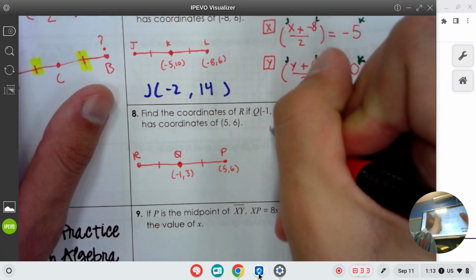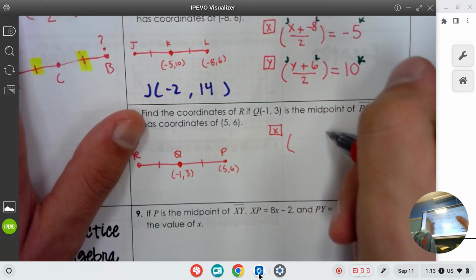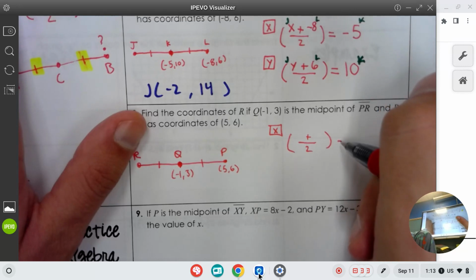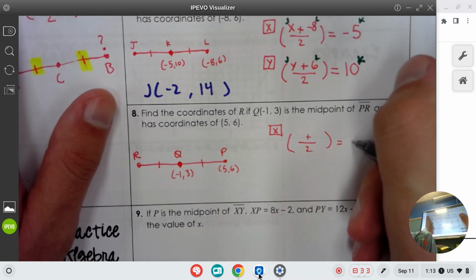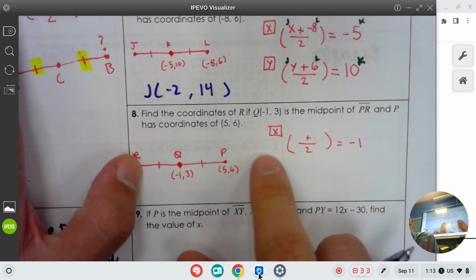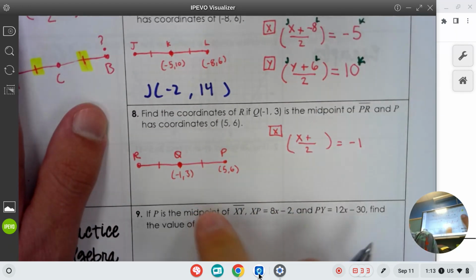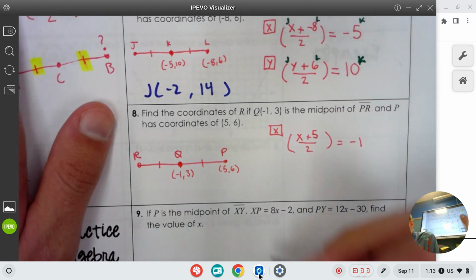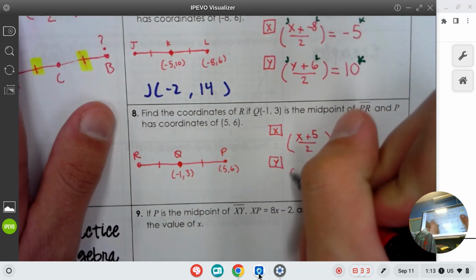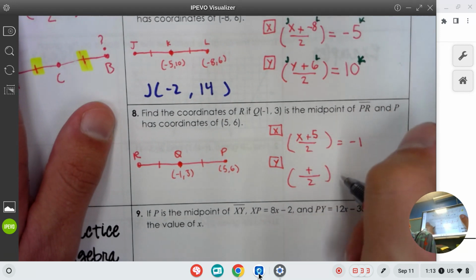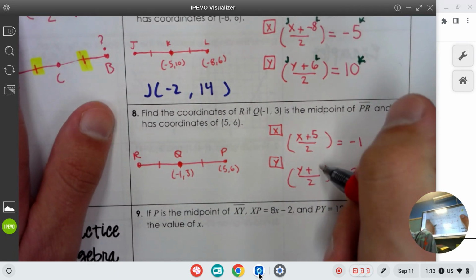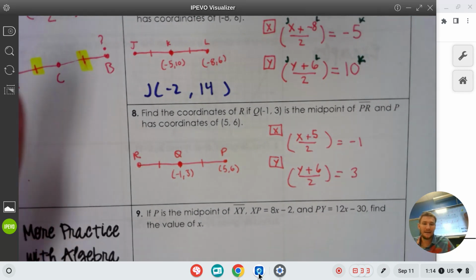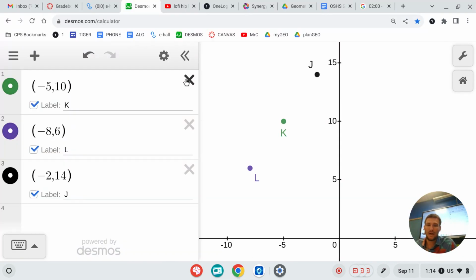And so our X value we can find by adding them up and dividing by 2 equals the middle. The middle X value is -1. And when we add them up, I don't know what R is, but I do know what P is. For the Y, same thing. Add them up, divide by 2 equals the middle. My Y values, the middle is 3, the ends, I don't know, and 6. I type these into Desmos, and I will get my 2 answers.